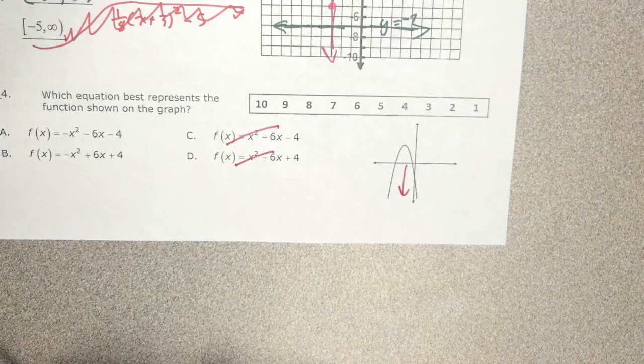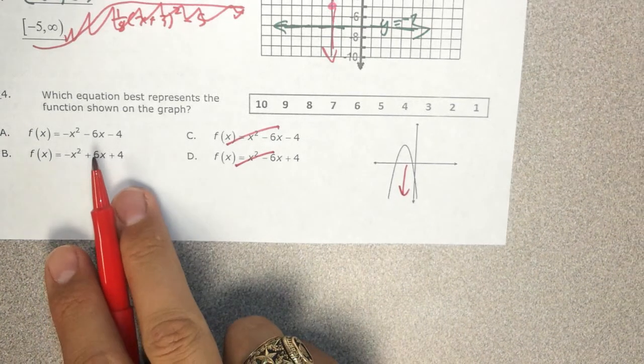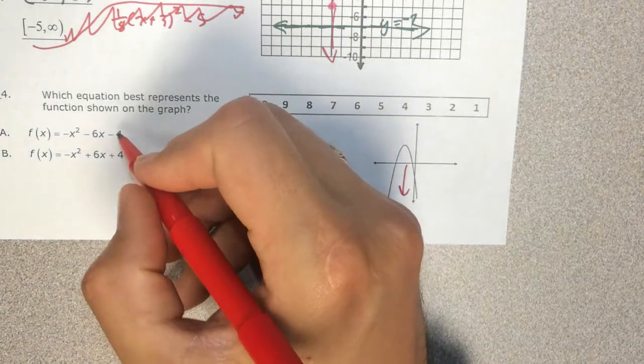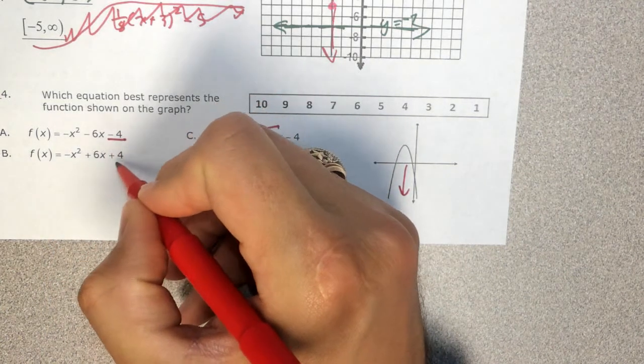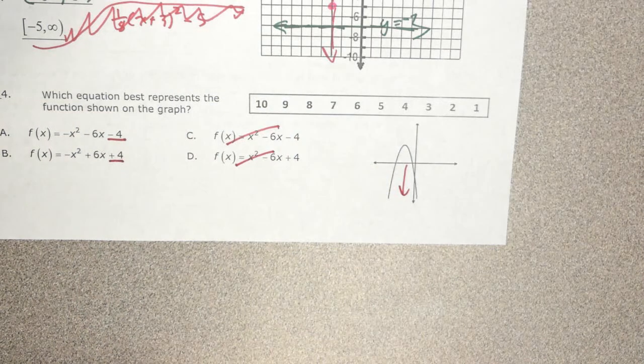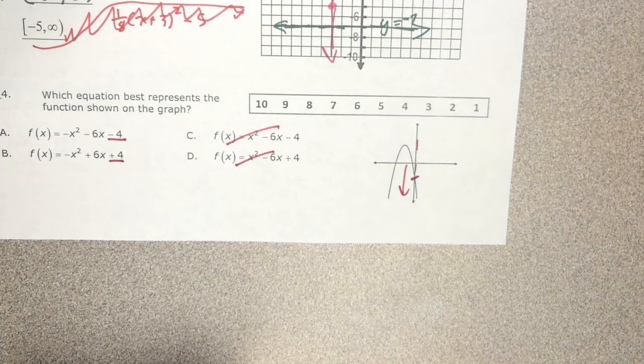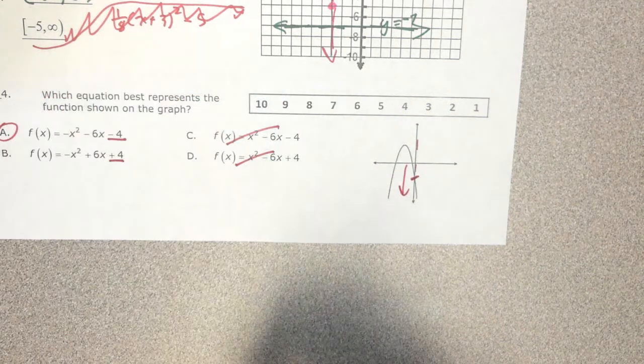Those are positive. Then I look over here at these. One of the big differences here is the y-intercept. This has a y-intercept of negative 4. This has a y-intercept of positive 4. My y-intercept here is a negative number, so it's going to have to be a.